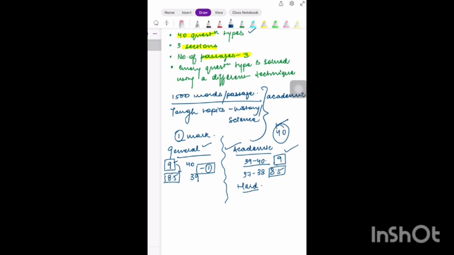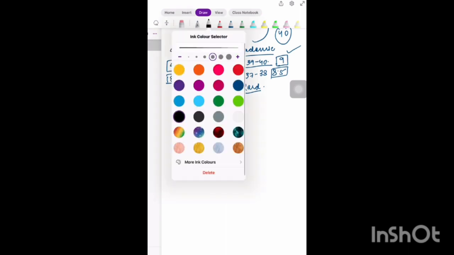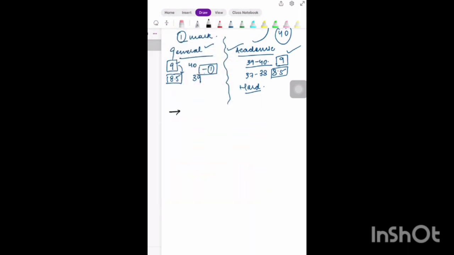Now, what are the types of questions they'll be asking you? Okay. So there are basically 13 to 14 question types that you'll be asked. Let's see them, list them out. What are the question types? So, question types. First is MCQs.